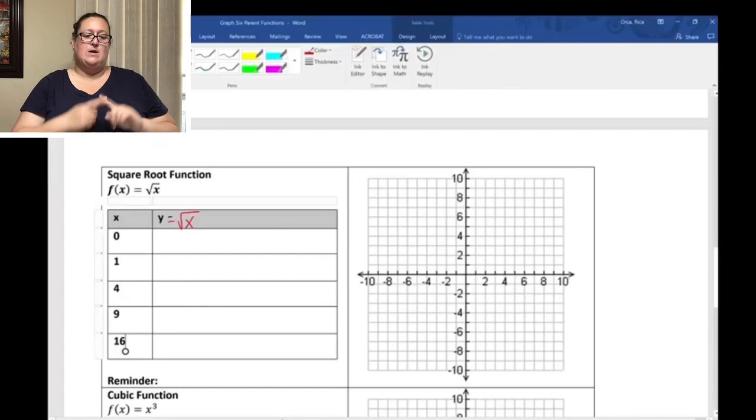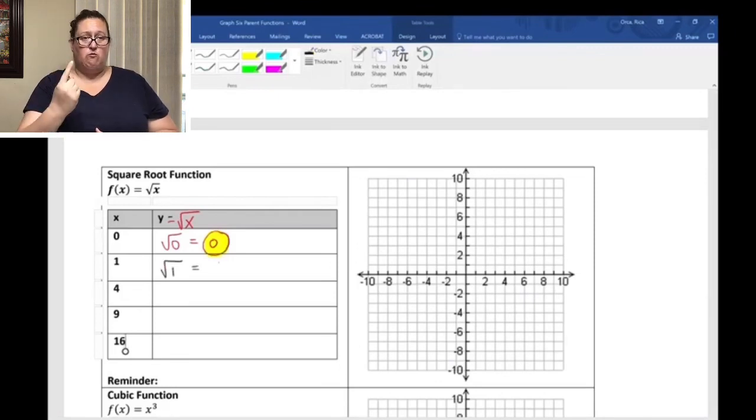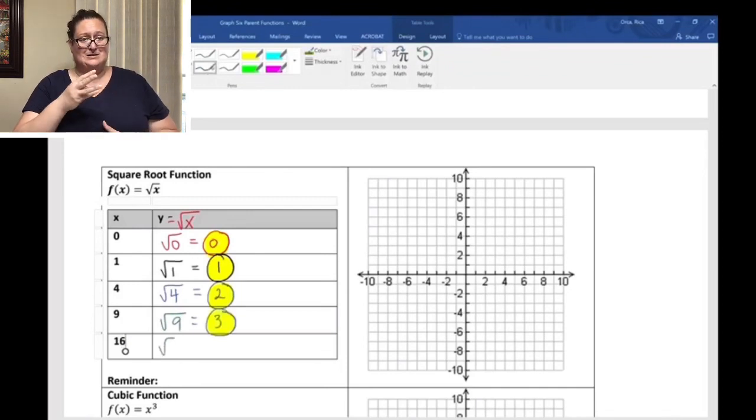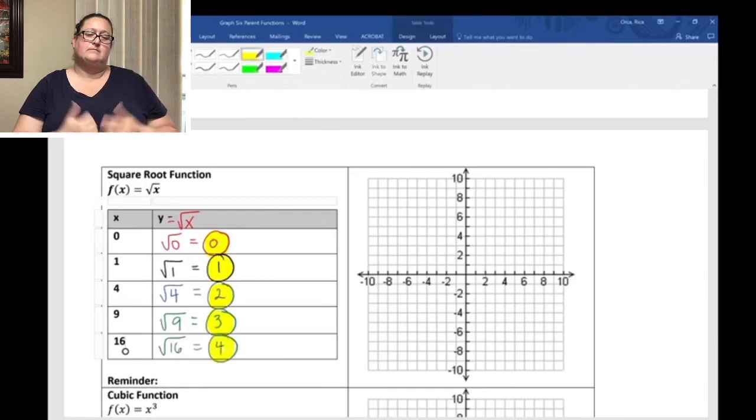When x equals 0, we get the square root of 0, which is 0. When x equals 1, we get the square root of 1, which is 1. When x equals 4, we get the square root of 4. The square root of 4 is 2. When x equals 9, we get the square root of 9, which is 3. When x equals 16, we get the square root of 16, which is 4. Now we're ready to plot our points.